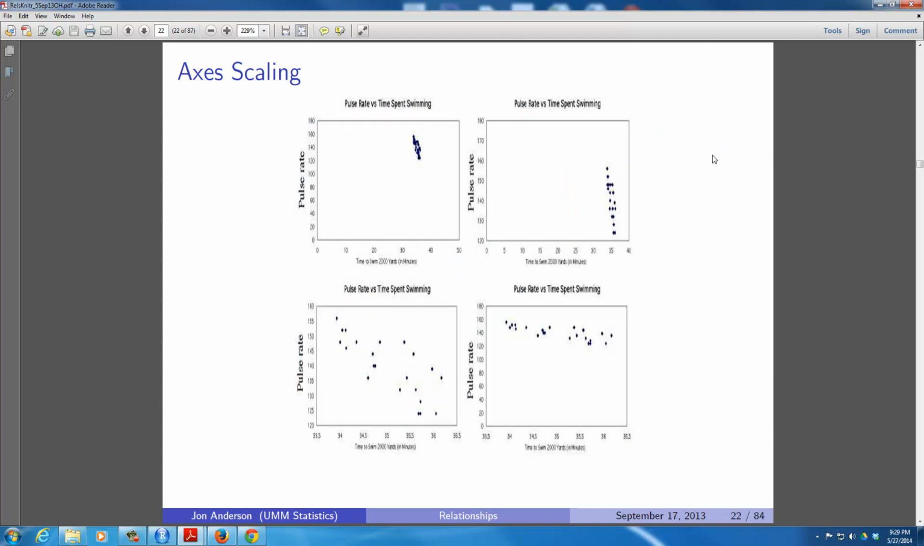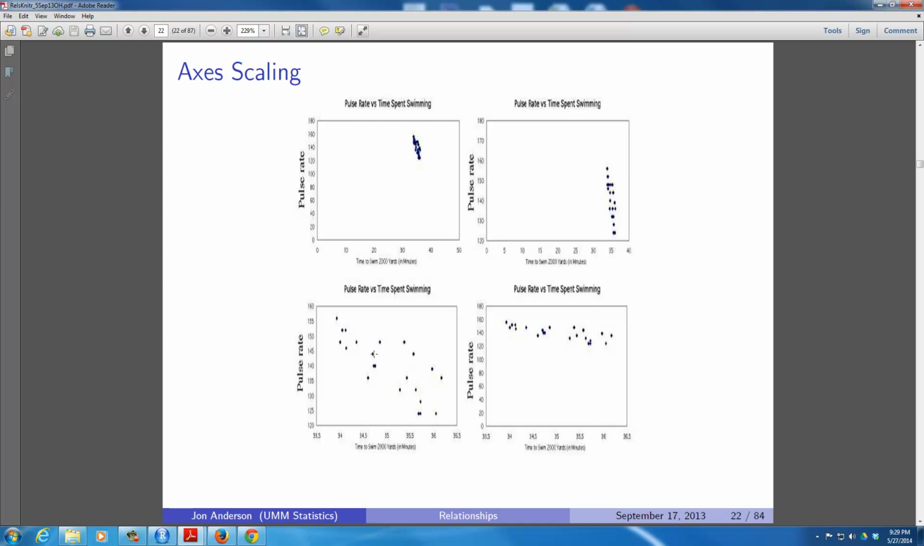Here are some different scatter plots with some different scaling mechanisms to watch out for. Basically, anytime you see scatter plots that have a lot of white space, like this one here in the top row in the first column, or the top row second column, or even this one down here, a lot of white space typically is a sign of a misleading scatter plot.